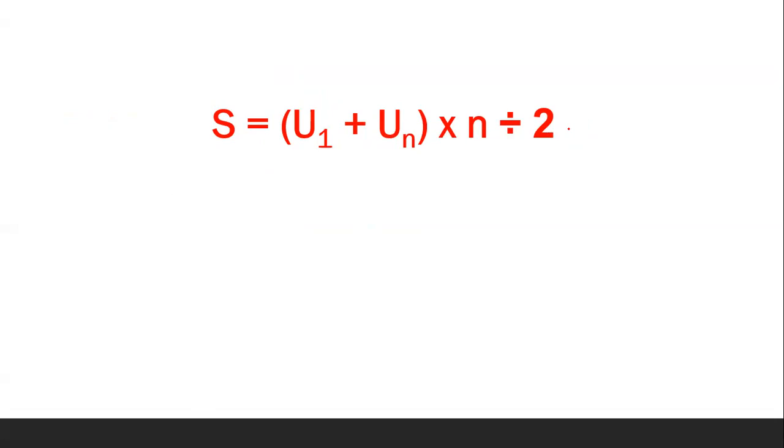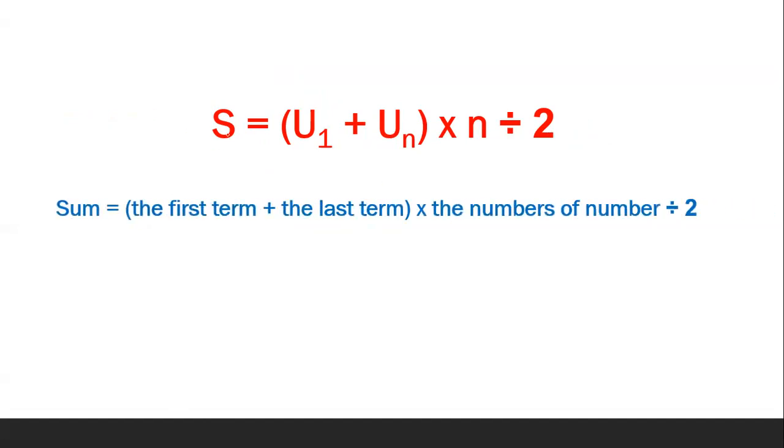Oh no, it's confusing. Yes, I know it seems confusing, so let me put this in words. To find the sum of consecutive numbers, you just have to add the first and the last term, and then multiply by the number of pairs. The number of pairs is the number of numbers divided by 2. Okay, the first plus the last term multiplied by the number of pairs.